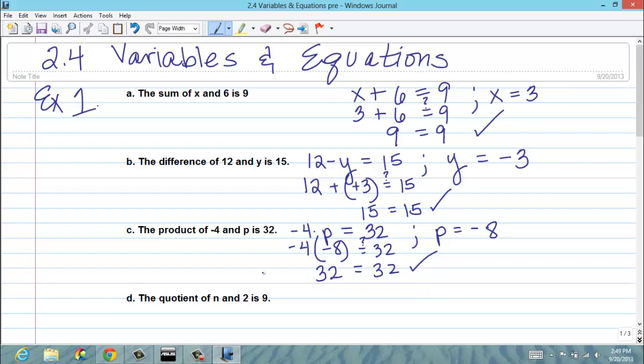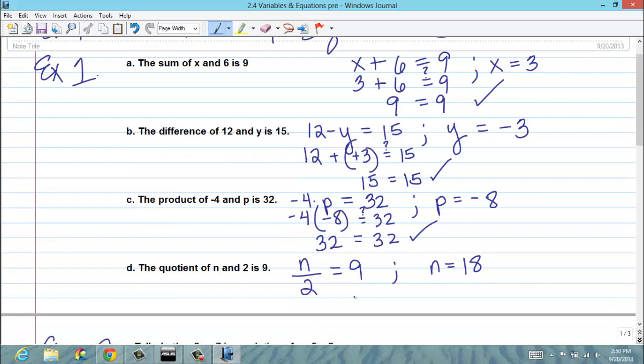Last but not least, the quotient of n and 2 is 9. Quotient means division. So we'll go in the order. When you have a problem like this, because n was mentioned first, it'll be in the numerator. So n, the quotient of n and 2, dividing, is 9. Mental math. What divided by 2 is 9? Half of what is 9? That would be 18. So n equals 18, and we must always check to see if this is correct. So, running out of room here, I'll move it over. 18 divided by 2, will that equal 9? And sure enough, this is how we check our answers.